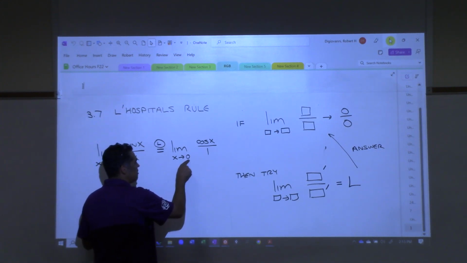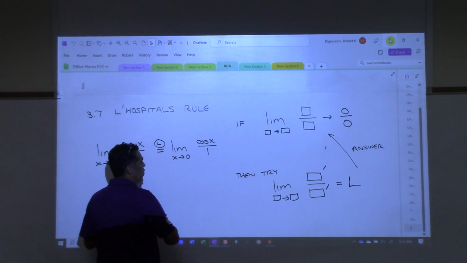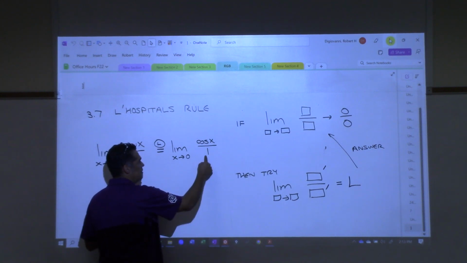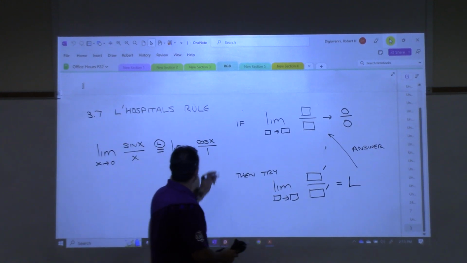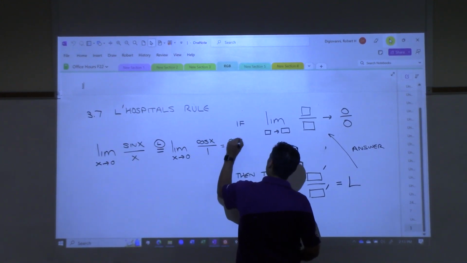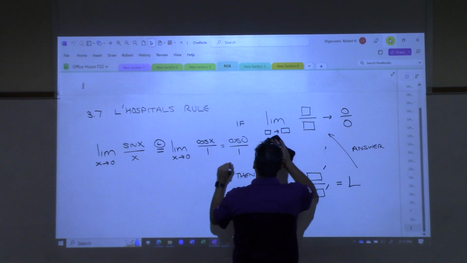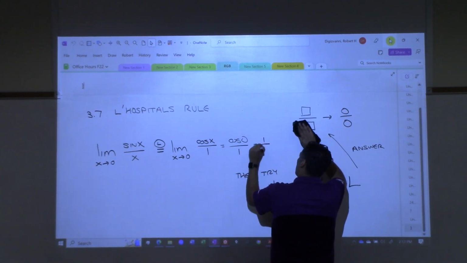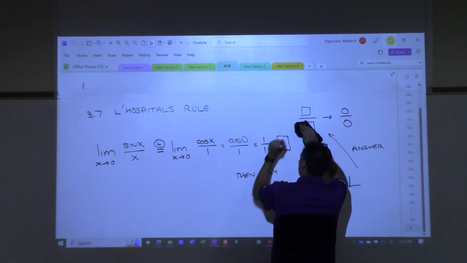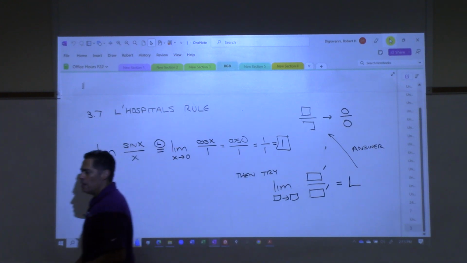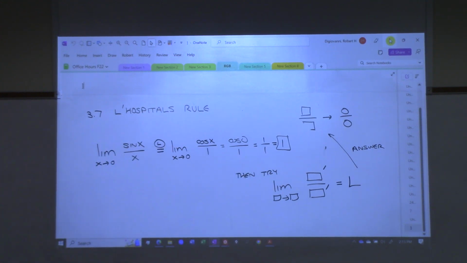If x goes to 0, what's cosine of 0? 1. Okay, and then 1 is just 1, right? We're just letting x go to 0, but 1 is just 1. So this goes to cosine of 0 over 1, which is 1 over 1, which is 1. And that is the answer, right? I told you that's what the answer is. That's the proof that the answer is 1, but you have to believe L'Hopital's rule, all right?